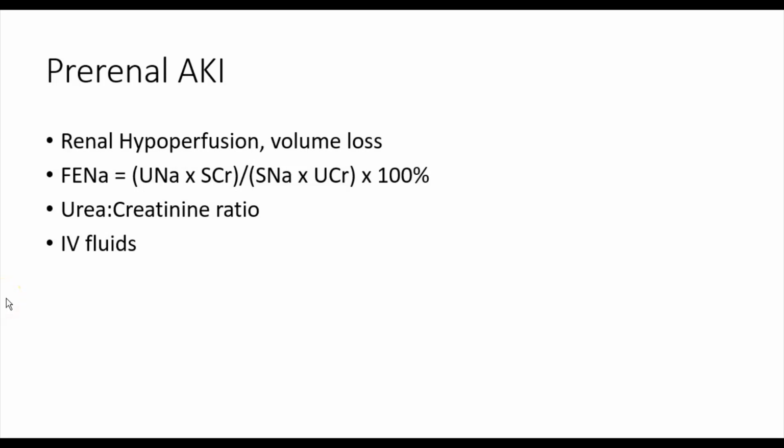Because of the same principles as discussed for the FENA, the fractional excretion of urea will be reduced in a pre-renal AKI, generally less than about 20 to 30%, whereas the fractional excretion of urea will be increased in an intra-renal ATN, generally more than about 40%.